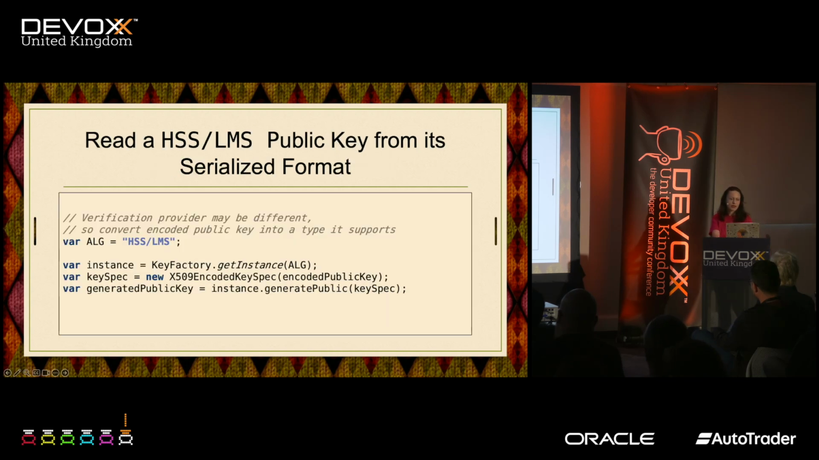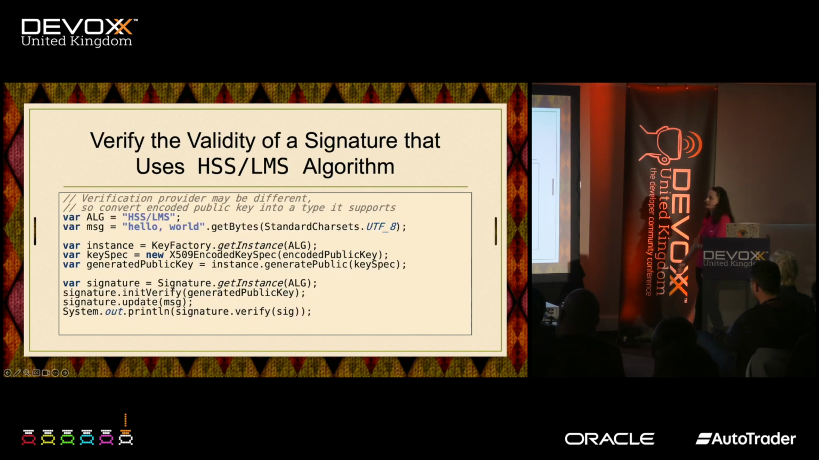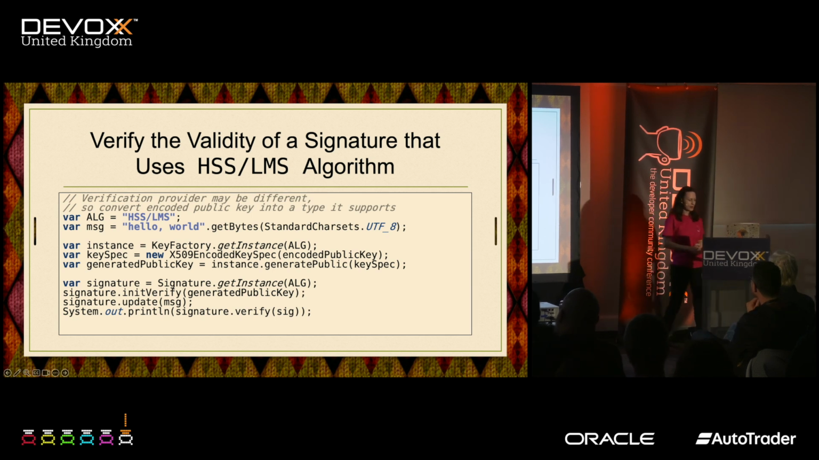Moreover, the Java Security Standard Algorithm Names specification now has a new standard algorithm called HSS LMS for signature checking. And you have here how you can read an HSS LMS public key from its serialized format using a key factory implementation available with the SUN provider in this case. But you can also verify the validity of a signature that uses the HSS LMS algorithm via the signature implementation within the same provider. These are two important aspects regarding the cryptography algorithms that changed from 17 to 21.